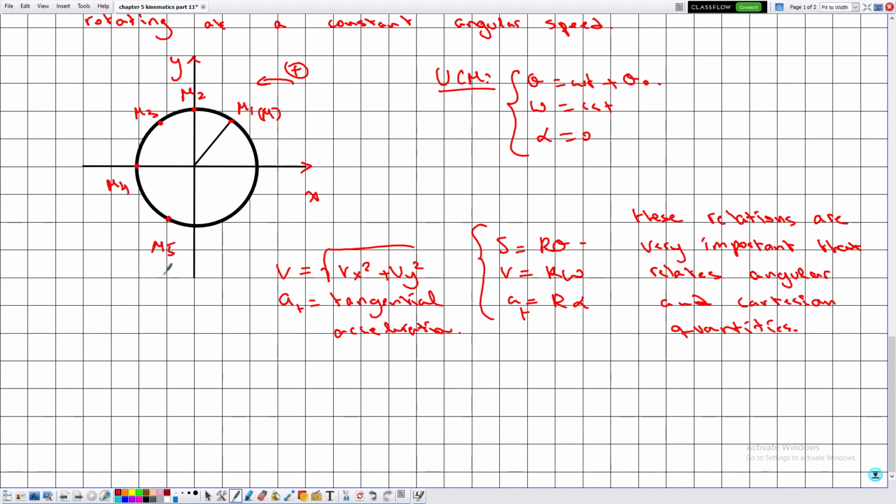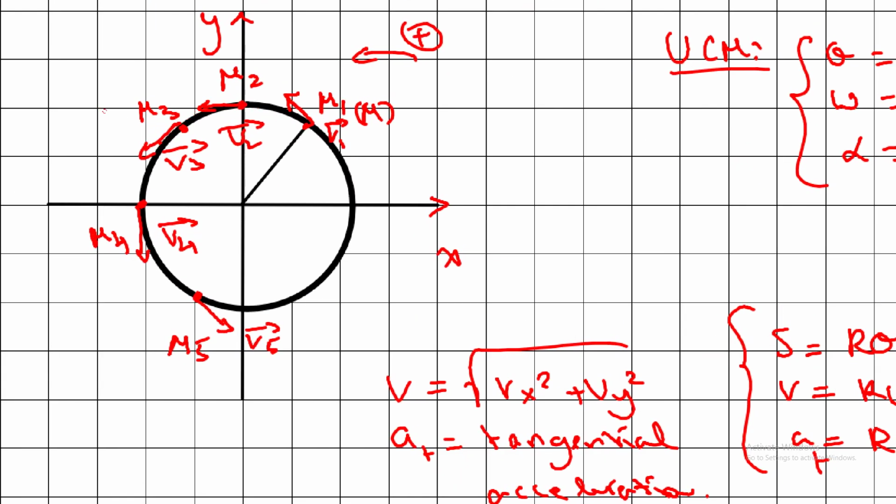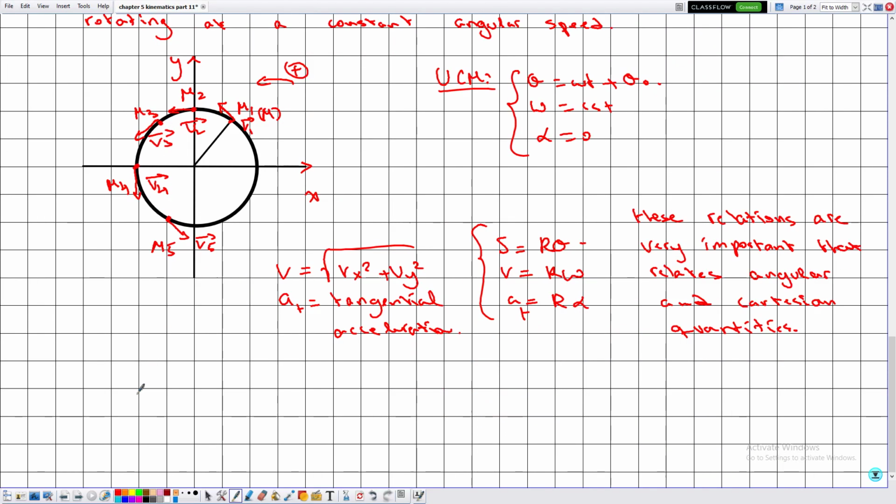And let me in each case represent the velocity vector v. We know that v is tangent to the trajectory. So in this case, the velocity v1 is given by this. In this case, the velocity vector v2 is given by this. In this case, v3 is given by this. And in this case, v4 is given by this, and v5 is given by this. As you can notice, as the point M moves along the circle, the direction of the velocity vector changes.